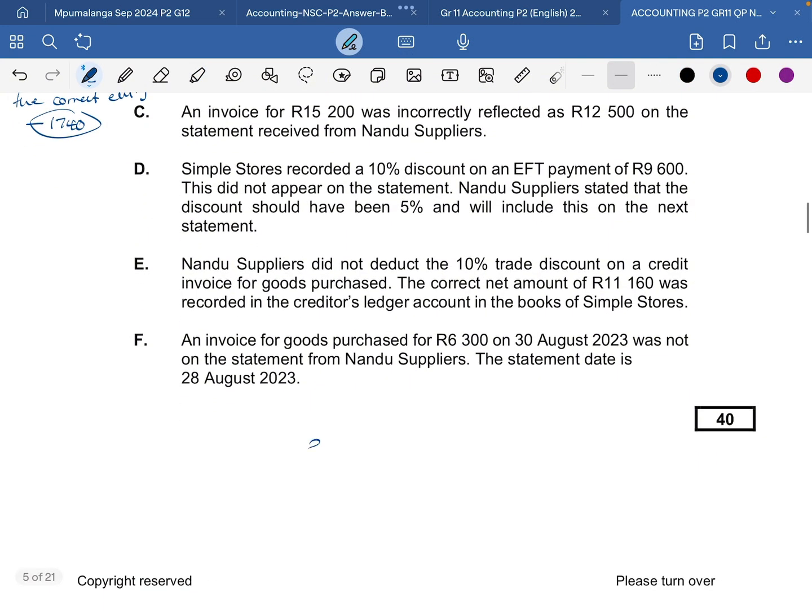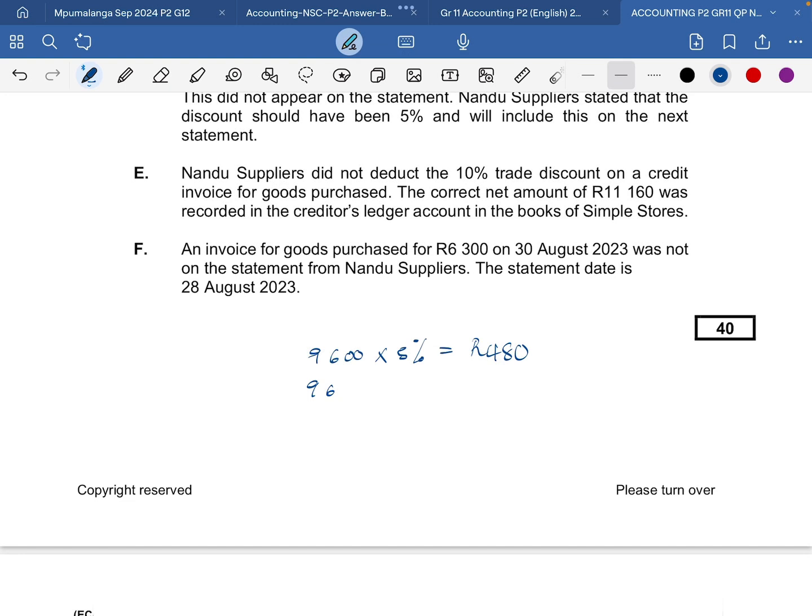We had the 9,600 multiplied by 5%. This is the discount that we were initially supposed to record, which is 480. But the discount that was recorded, 9,600 times 10%, is 960, because it's just double this amount. So now we're going to decrease in our books, looking at Simple Stores. In our books, we have recorded 960, but we were supposed to record only 480.